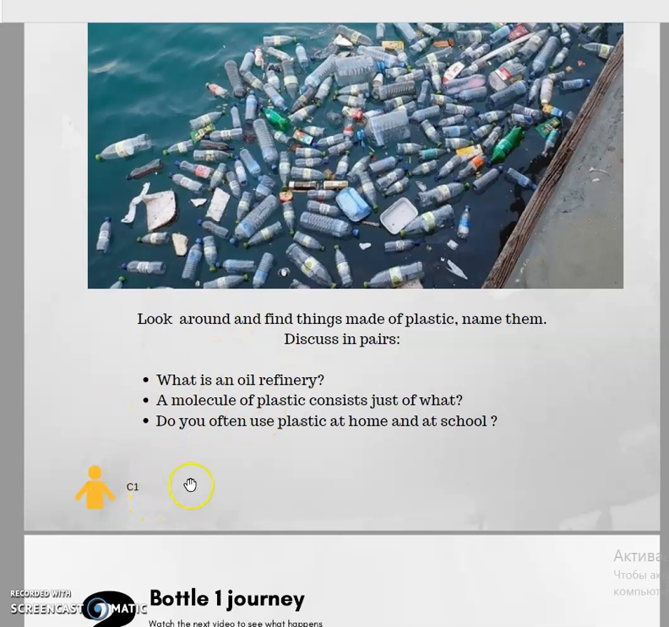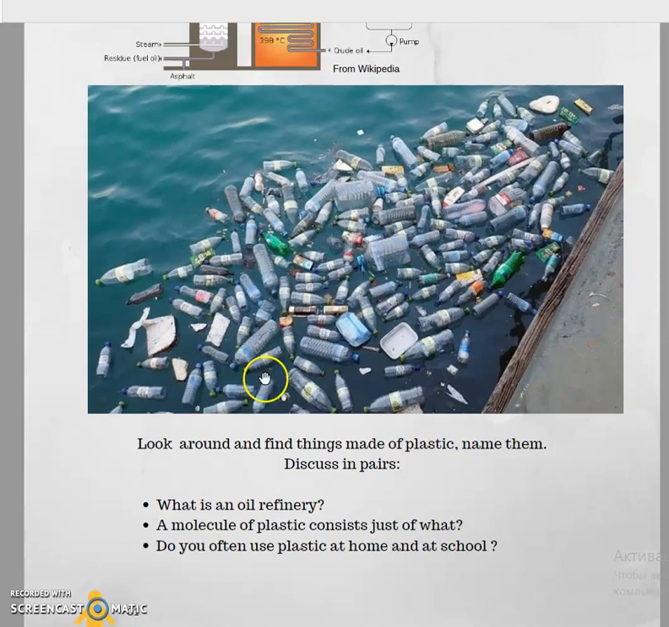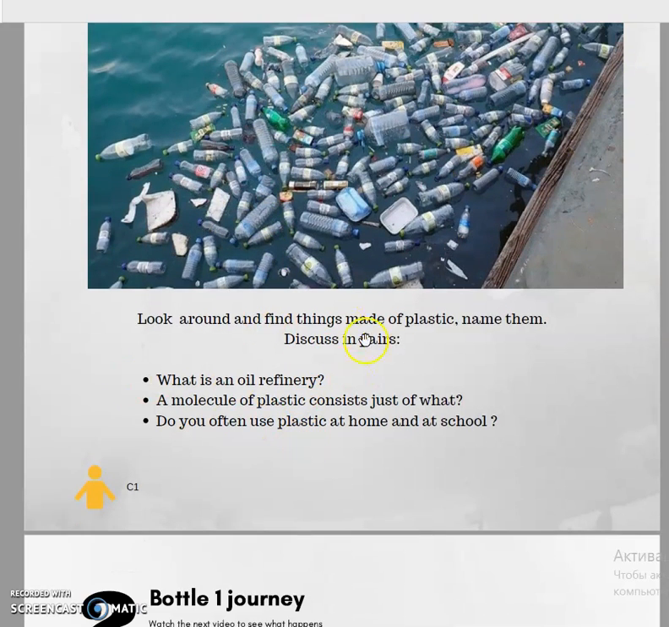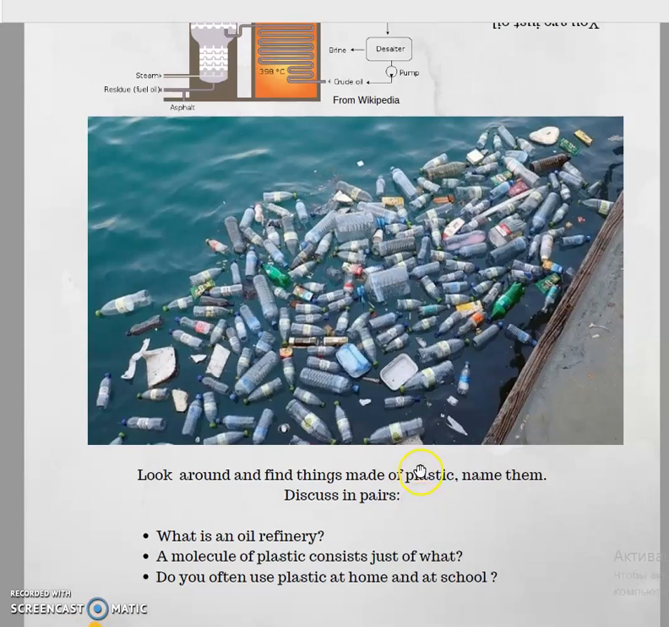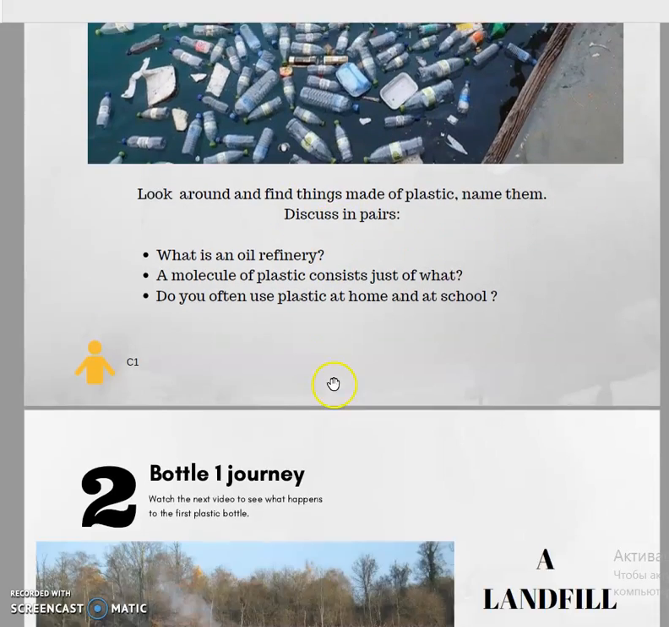So this will be competence 1 evaluation, because they will listen to the text and they will have to understand it and answer the questions. What is an oil refinery? A molecule of plastic consists just of what? So the answers are here. And do you often use plastic at home and at school? This will be a good answer for the question: look around and find things made of plastic, name them, discuss in pairs. So this will be the task.